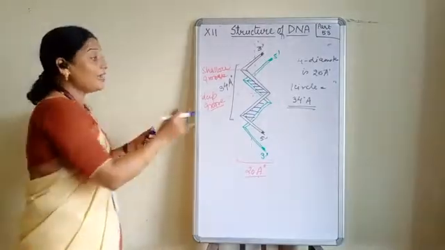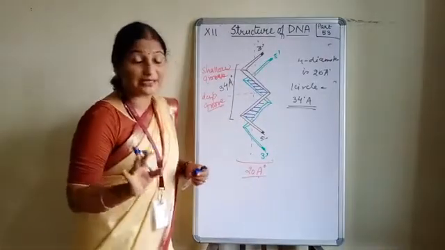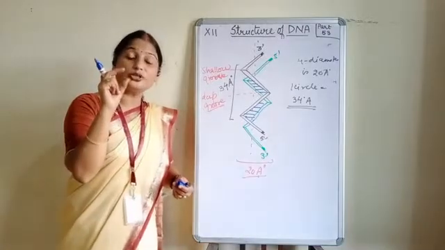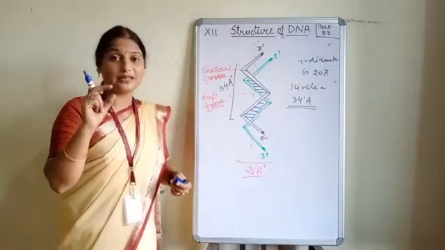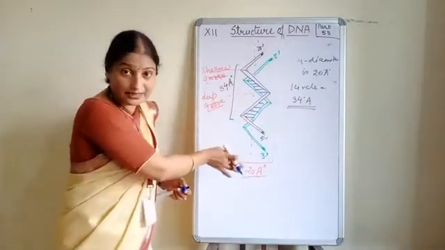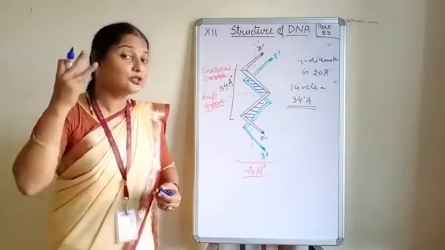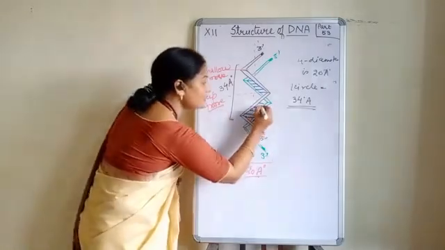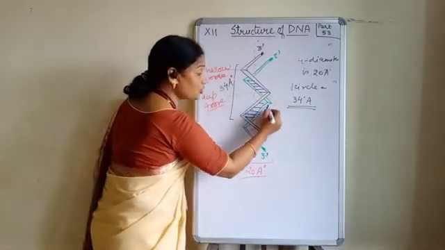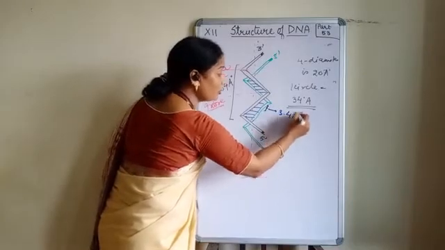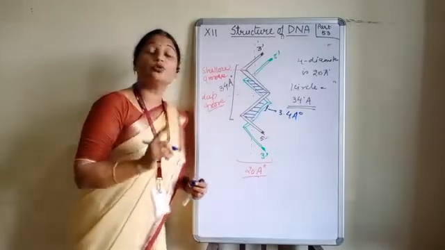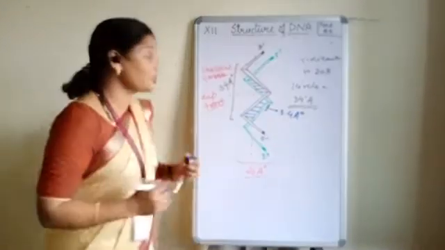Now just imagine, all the distances between the nitrogen bases are the same. So can you guess the distance between the two nitrogen bases? Because the total length is 34 angstrom and there are 10 nitrogen bases. So the distance between the two nitrogen bases, I am talking about this much, children, the distance between the two will be 3.4 angstrom. So our next point will be the distance between two consecutive nitrogen bases will be 3.4.